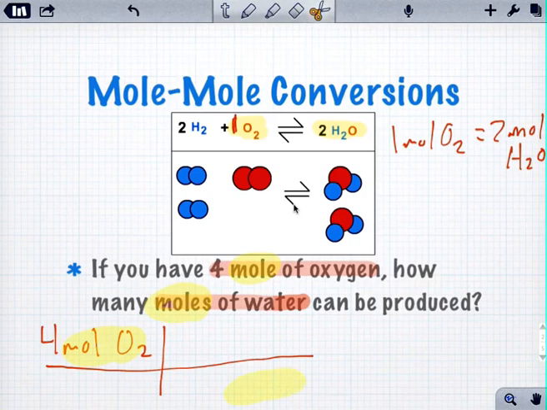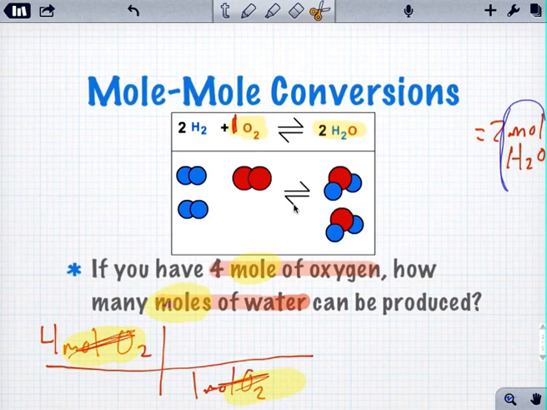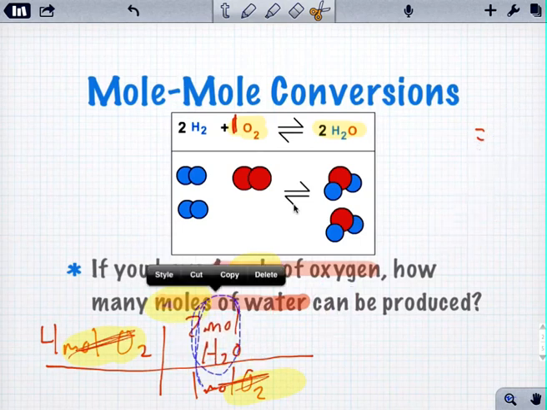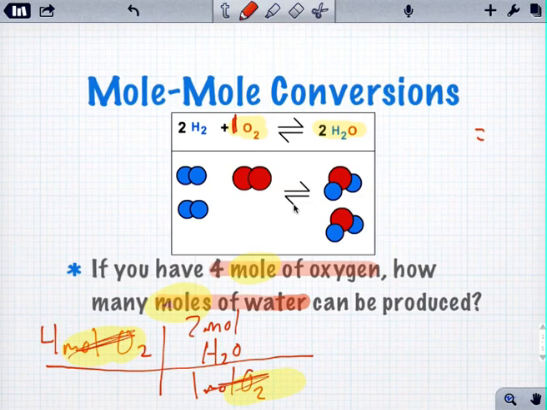Okay, so I look at my conversion factor, and the only thing that says moles of O2, that has the same unit, is that guy right there. So I'd put my 1 mole of O2 on the bottom, and I see that their units match up, so they cancel out. And then this part right here would go on the top. Okay, so if I'm looking at this, then all I do is I multiply. 4 times 2 gives me 8. Okay, and the unit that I'm left with, I have 8 moles of water, which is H2O.